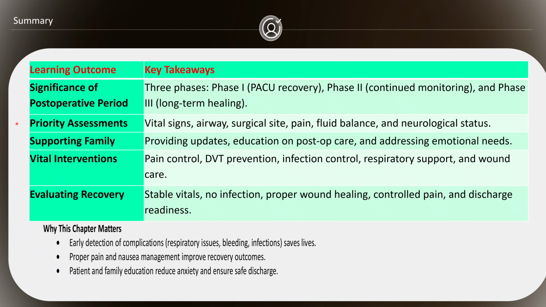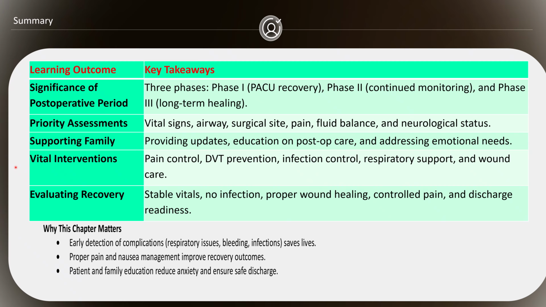Then priority assessment: vitals, airway or ABCs, bleeding, surgical site, pain, which can be from the surgical site but also from infection at the site, fluid imbalance, and neuro status. Then of course you need to support the family or the person in charge of the patient, providing updates, educating on post-op care, and addressing emotional needs. This is very important. You'll be asked about emotional support on the NCLEX because nowadays it's a really big deal.